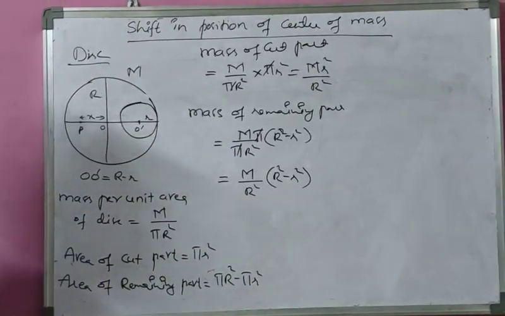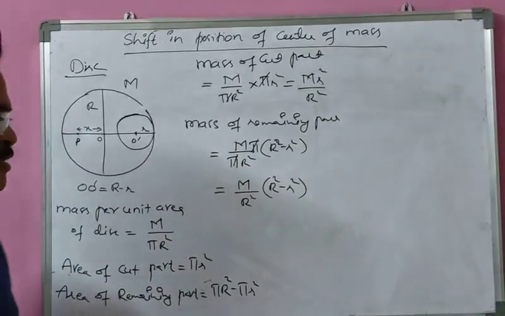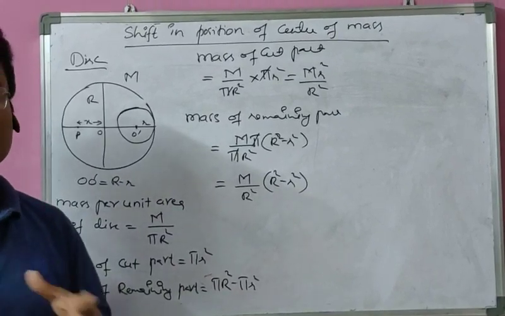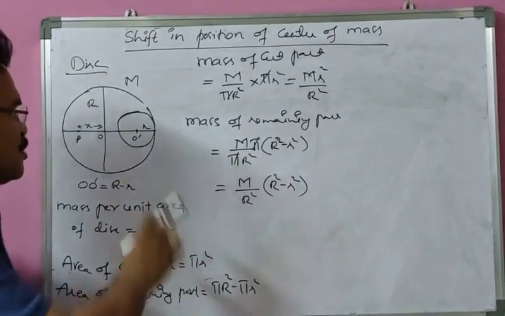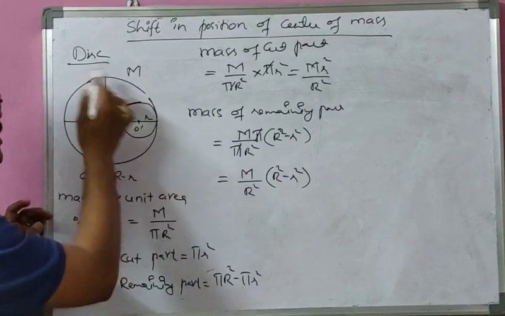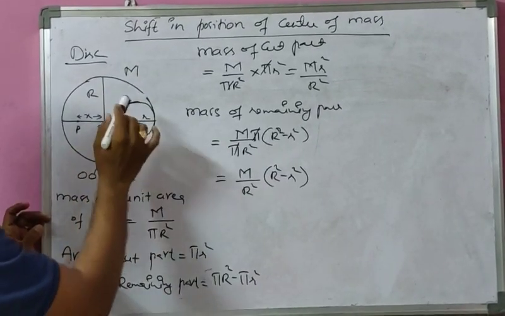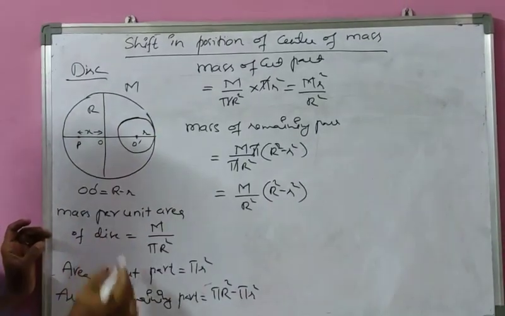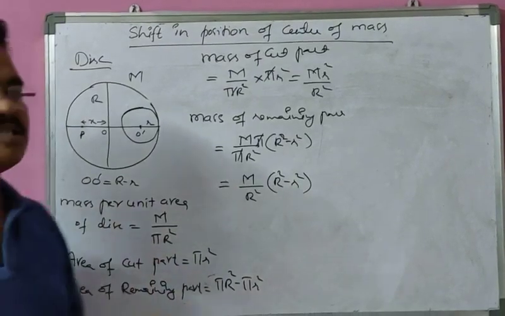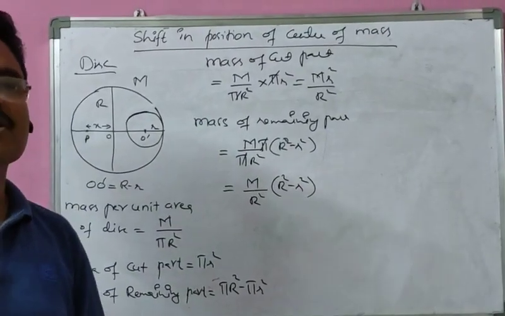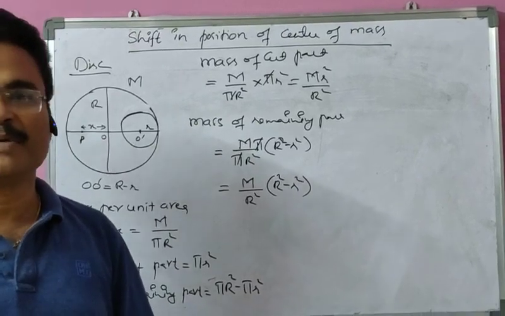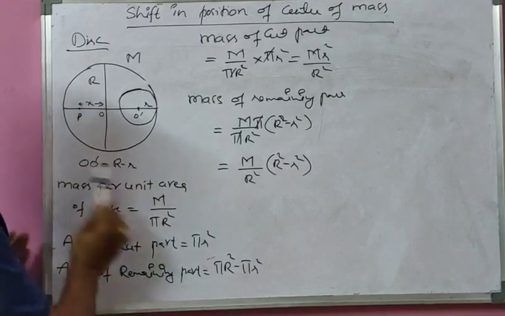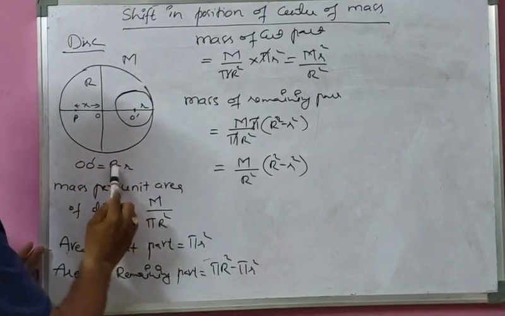Now let us apply the rule that I told you. What is the rule? Moment of remaining part about the center of mass equal to moment of cut part about the center of mass. Before removing this part, the center of mass of the disk is at O. So about O, we are going to take the moment of this part as well as the remaining part. Now, in physics terminology, whenever the word moment comes, you multiply the quantity with the perpendicular distance. So from O, the perpendicular distance of P is x. From O, the perpendicular distance of O dash is R minus r.